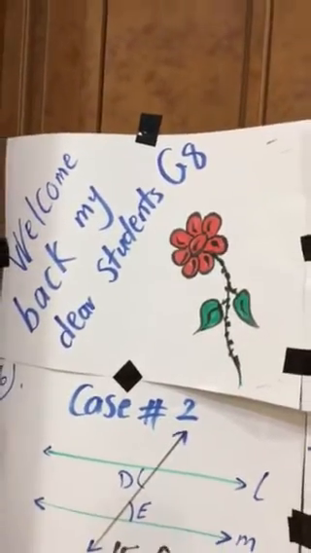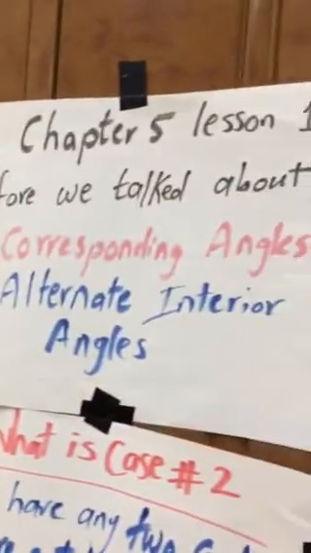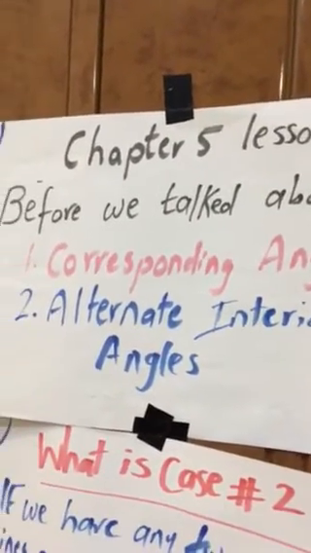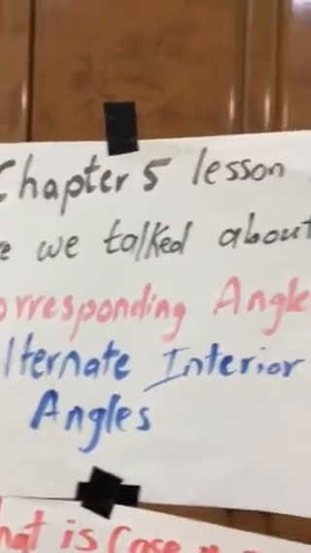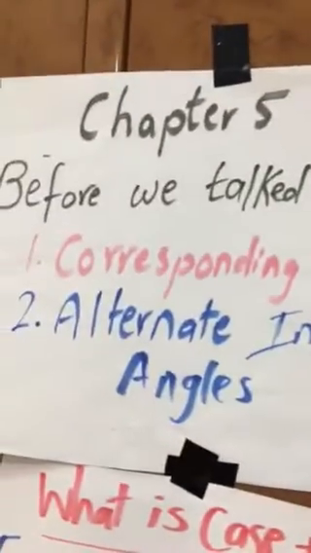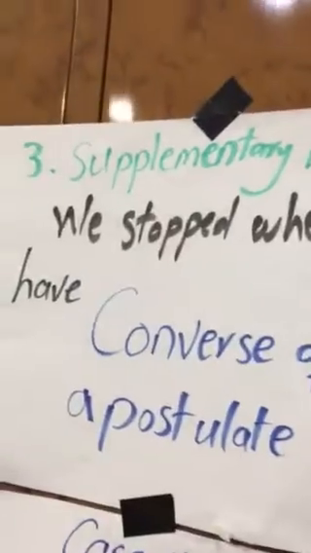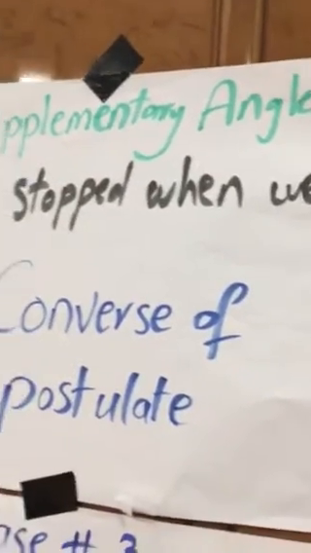As you remember, when we started chapter 5, lesson 1, we talked about three types of angles. Number 1 was corresponding angles, number 2 was alternate interior angles, and number 3 was supplementary angles.